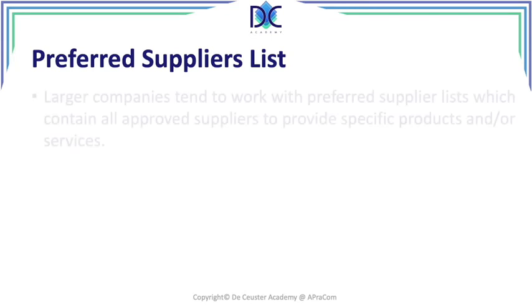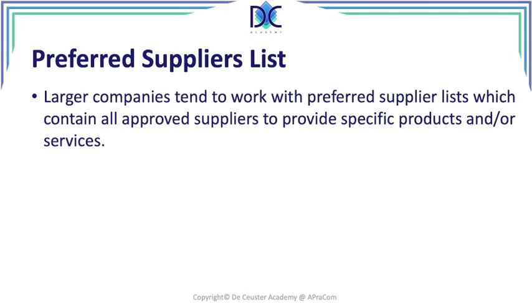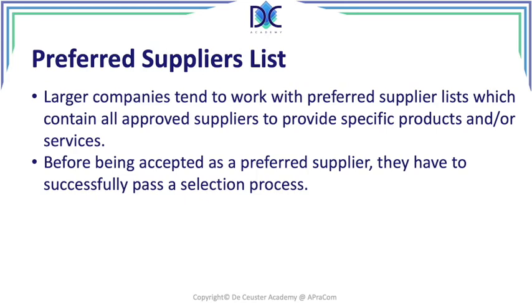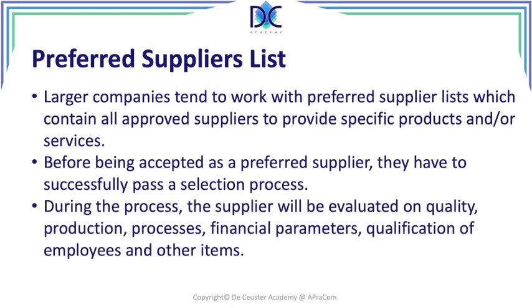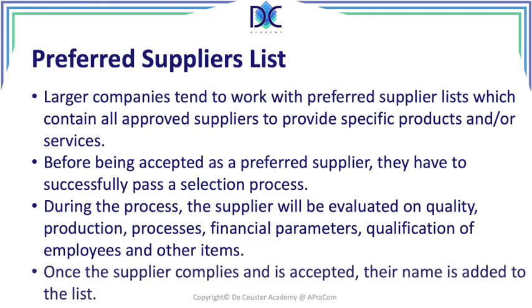Finally, you get a preferred supplier list. Every large company will work with a preferred supplier list to provide specific products and services. Before you add somebody to the preferred supplier list, the supplier has to pass a selection process. During the process, the supplier will be evaluated on quality, production processes, financial parameters, qualification of employees, and other items. And once the supplier complies and is accepted, their name is added to the list.